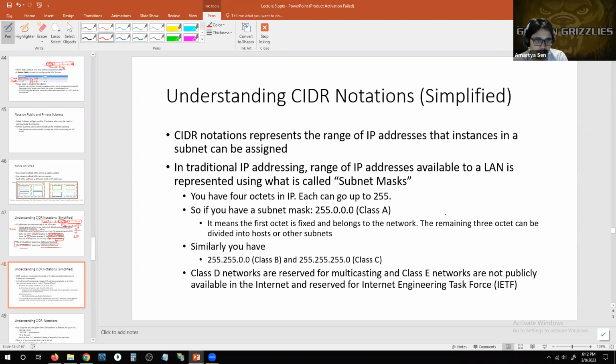Remember, there are 5 different classes of IP addresses. The last one you cannot use for day-to-day use. That is reserved for the Internet Engineering Task Force. So you have the class A IP addresses, mostly for businesses and large organizations. Then class B and class C IP addresses can be used by the public. Class D IP addresses are mostly reserved for multicasting, broadcasting, and those kinds of purposes. So in traditional IP address notation, you use these subnet masks to represent the classes of IP address.